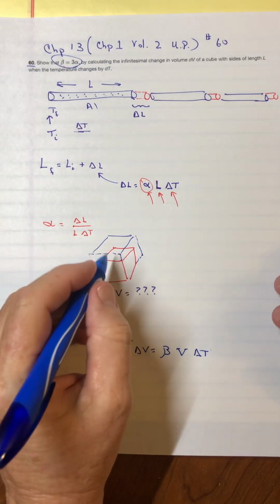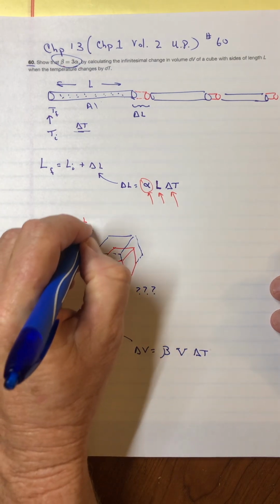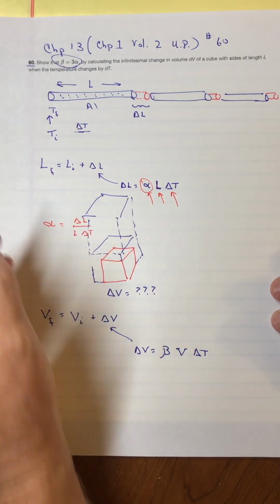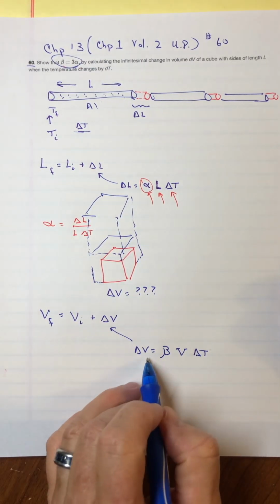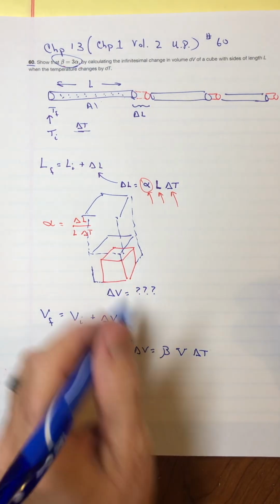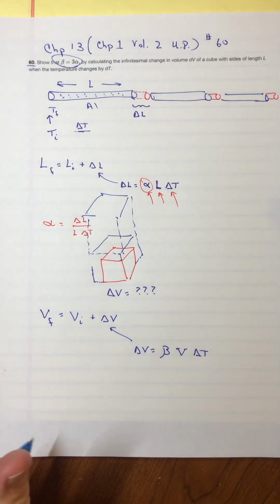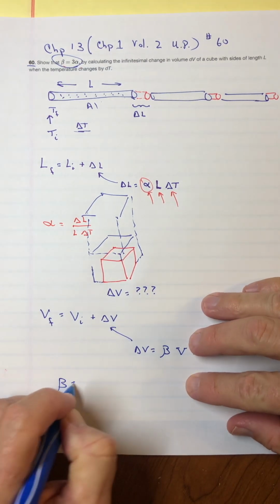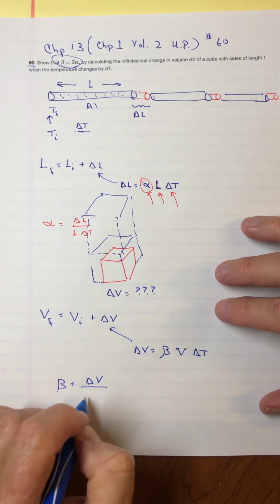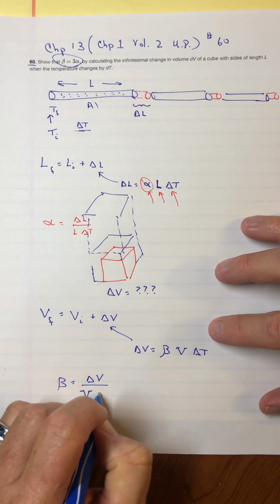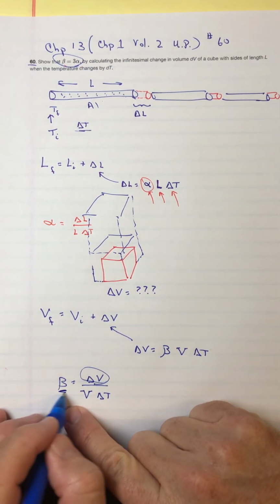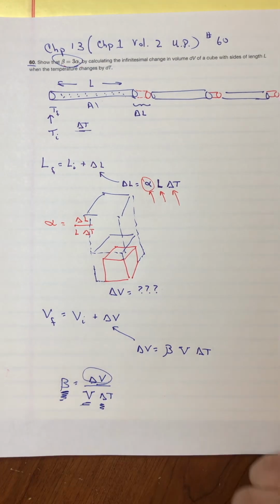And so if I had a stack of these cubes, then this volume increase would be times the volume, because each little cube would increase by the same amount. In other words, beta is the change in volume. It's a double per again. It's the change in volume for each cubic meter for each degree. So the total change would take this double per and multiply by your 2 factors.